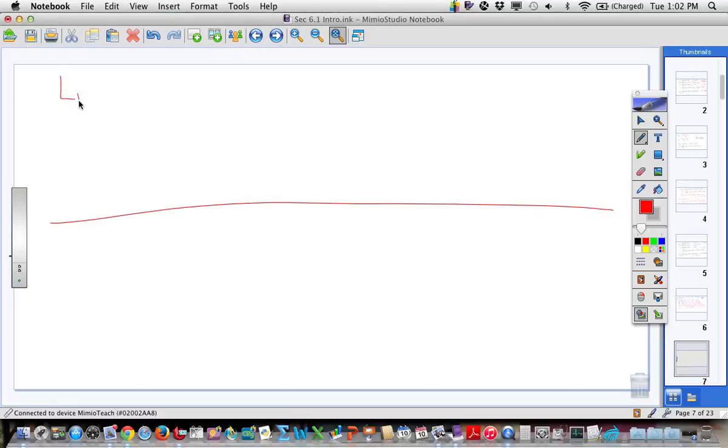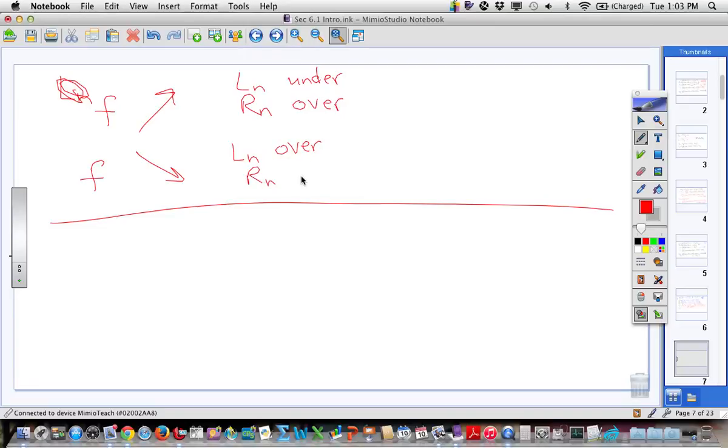First of all, left. If f is increasing, what's a left going to be? Under. And a right is going to be over. If the function is decreasing, it's the opposite. Left over, right under. Little picture of that. Easy. Left under, right over when the function's increasing. Function's decreasing: left is going to be over, right's going to be under. So pretty easy to tell.